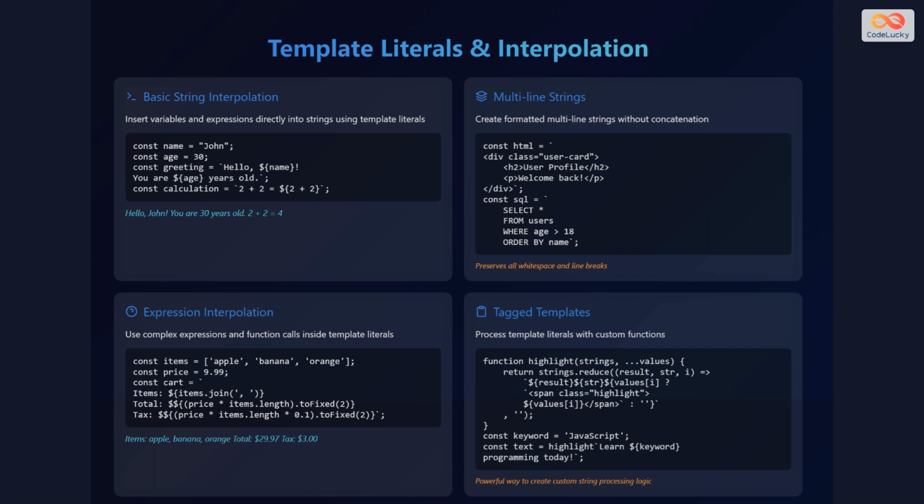Tagged templates allow processing template literals with custom functions. The function highlight takes strings and the spread operator values. Return strings.reduce((result, string, i) => `${result}${string}${values[i] ? `<span class="highlight">${values[i]}</span>` : ''}`, ''). Const keyword = 'JavaScript', and const text = highlight`Learn ${keyword} programming today`. Tagged templates provide a powerful way to create custom string processing logic.